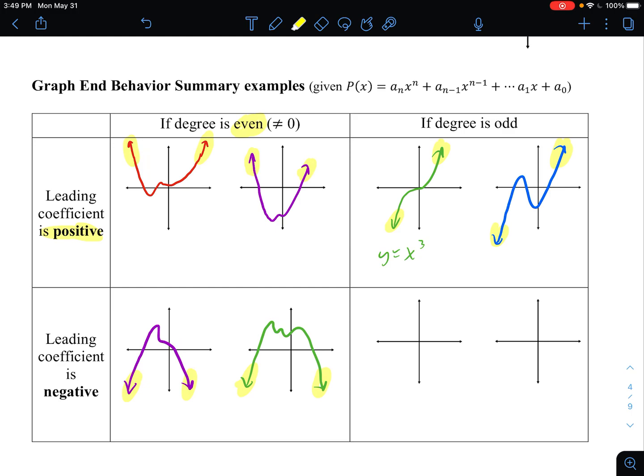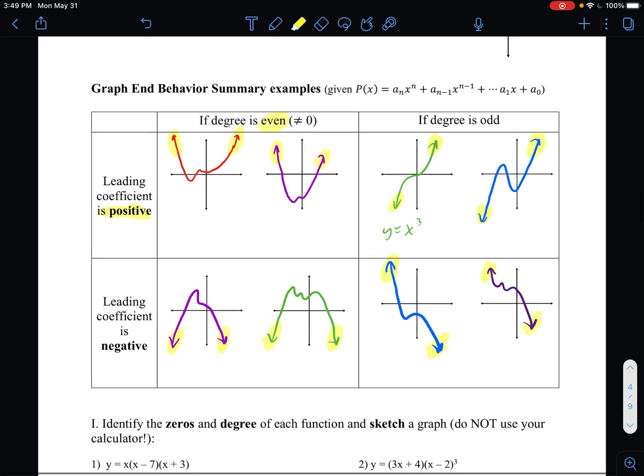If the leading coefficient is negative, it's upside down. So it might look something like so. It might look something like so. There are lots of possibilities for the details of the graph, but just by looking at two pieces of information, the degree and the coefficient we start with, whether it's positive or negative, we can more or less predict what this graph looks like on the sides.